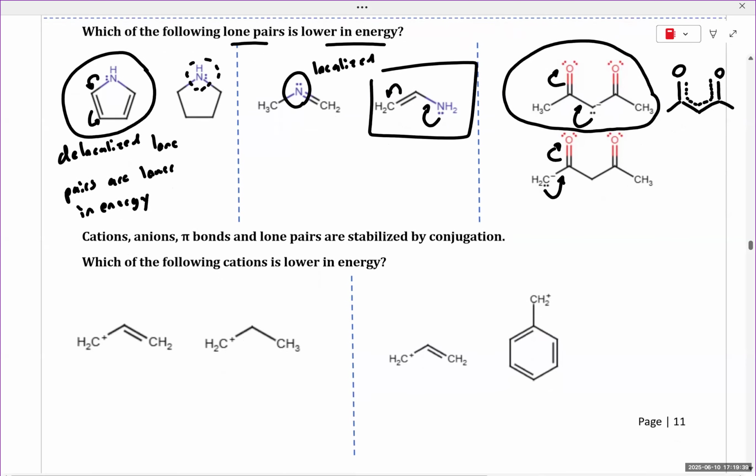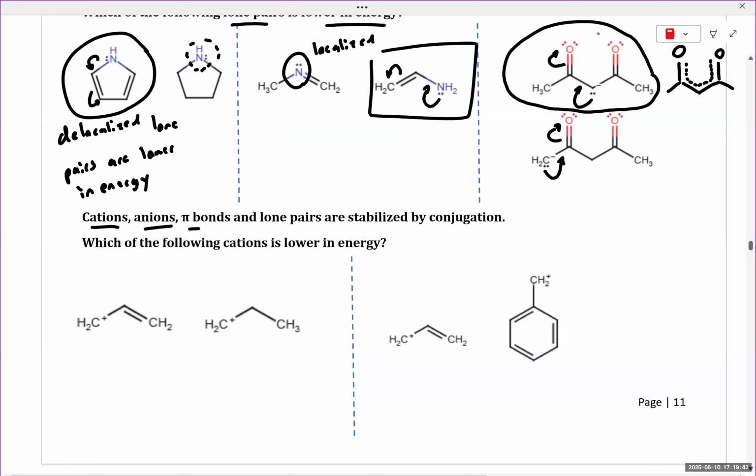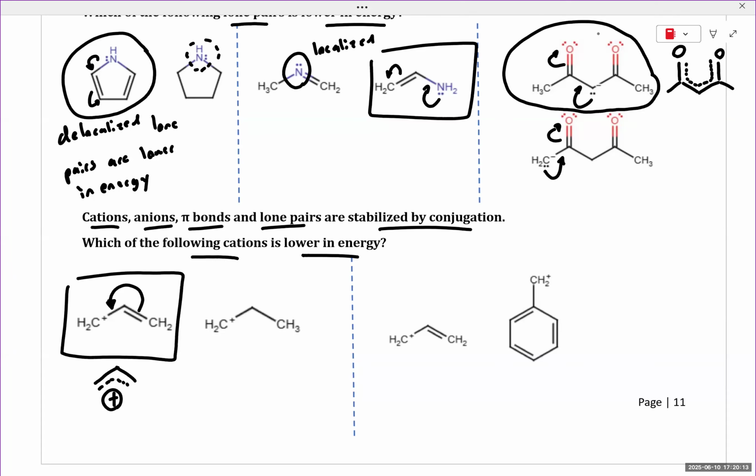By the same token, cations, anions, and pi bonds and lone pairs are stabilized by conjugation. So we can apply the same principle to look at cation stability. So which of the following cations is lower in energy? Well, in this case, looking at these two examples, we have a cation that can be stabilized via delocalization across multiple atoms participating in the pi system, while on the right we have a localized cation. The cation on the left, which is able to be stabilized via distribution across more atoms, is lower in energy and more stable.